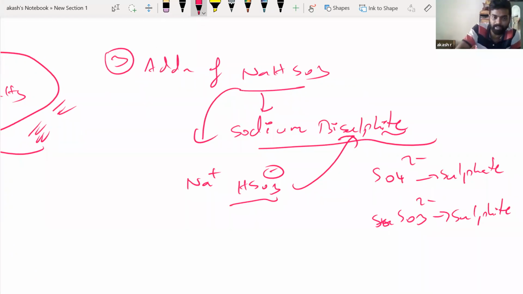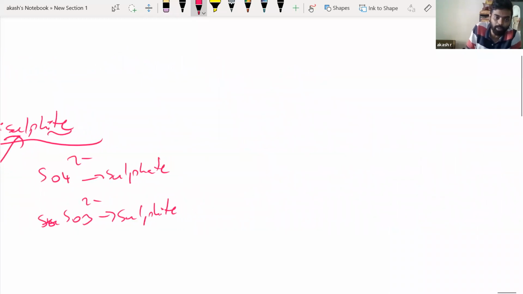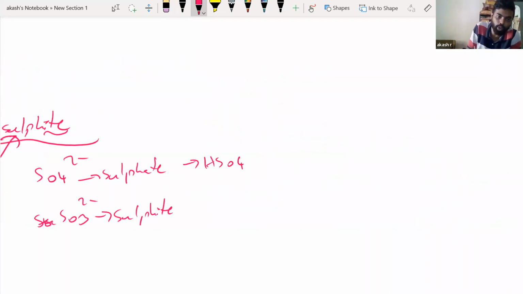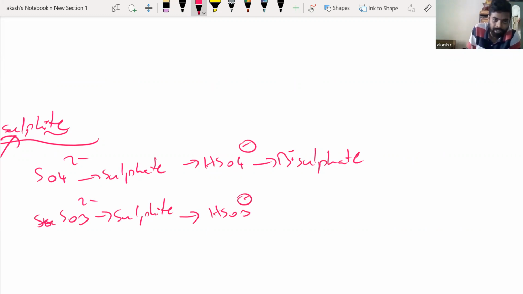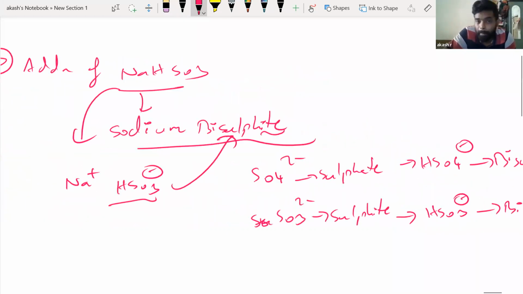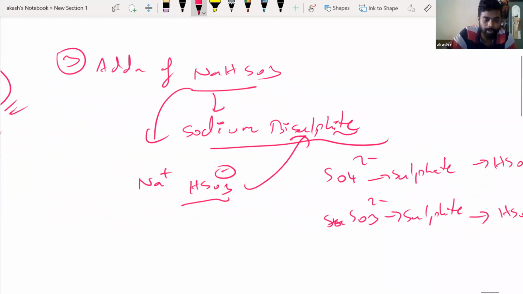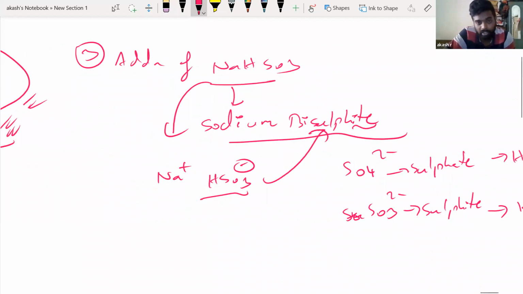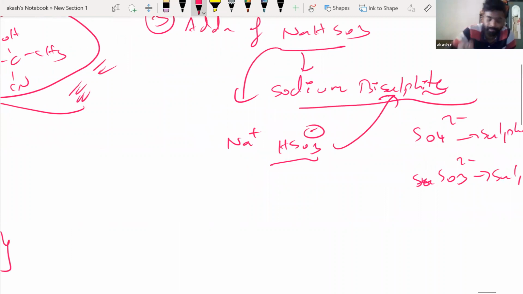Now, if I add one hydrogen to this, if I say I'm going to have HSO4 minus, that is going to be bisulfate. And if I add one H to SO3 2 minus, it becomes HSO3 minus, and that is going to be bisulfite. Okay, so we are going for addition of sodium bisulfite to the carbonyl compound. Again, it is still going to be a nucleophilic addition reaction only, people.